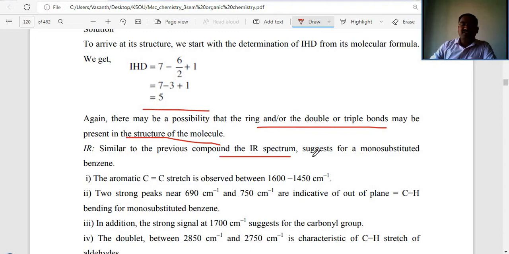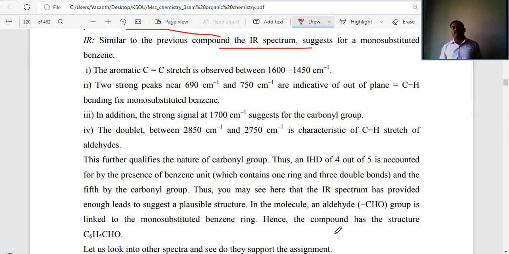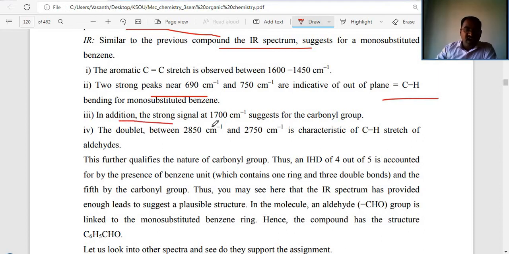Similar to previous compounds, the IR spectrum suggests a mono-substituted benzene. Here the aromatic carbon-carbon double bond stretch is observed between 1600 to 1450 per centimeter. Two strong peaks near 690 per centimeter and 750 per centimeter are indicative of out-of-plane CH bending for mono-substituted benzene. In addition, the strong signal at 1700 per centimeter suggests a carbonyl group.